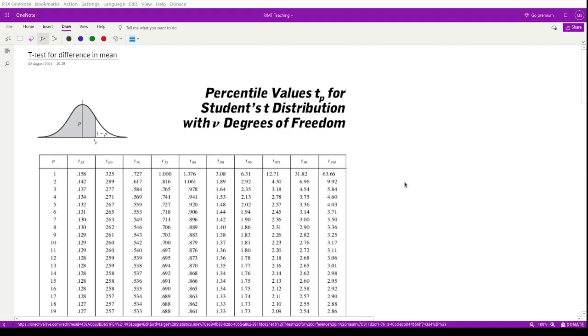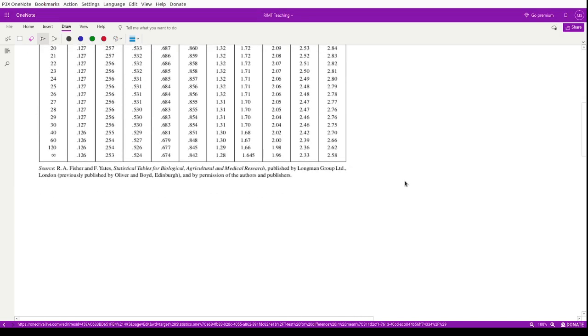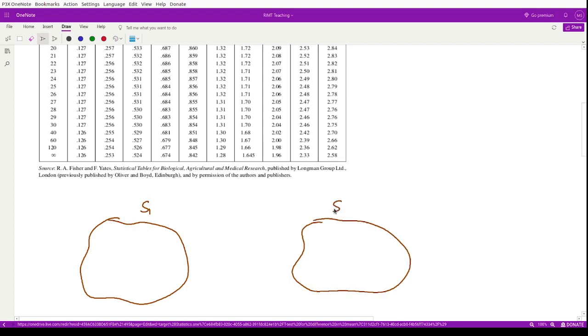Let us start with the t-test for difference in mean. Here you have to test the mean of two different samples whenever the sample size is less than 30. So that is the main requirement. So what we do is, we suppose we have two samples. One is sample 1, another is sample 2.